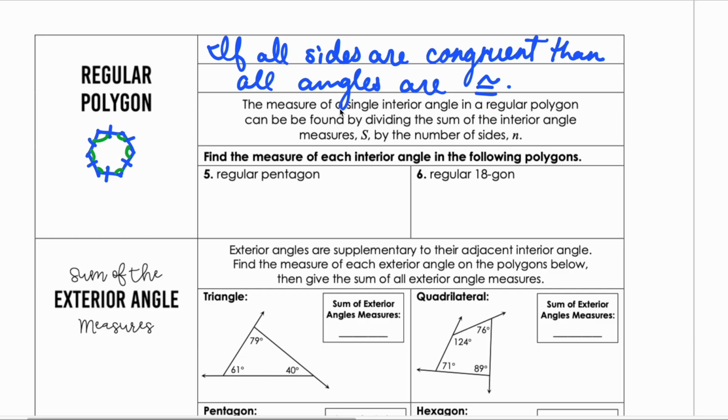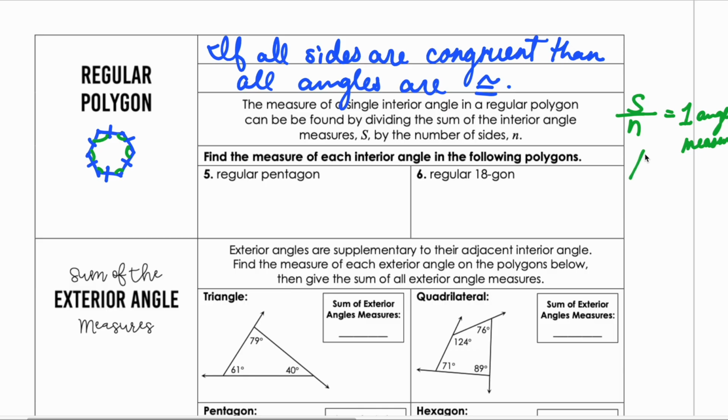Okay, so the measure of a single interior angle in a regular polygon can be found by dividing the sum of the interior angle measures, S, by the number of sides. Okay, so what they're saying is that the sum can be divided by the number of sides to find one angle measure. And that makes sense, right?